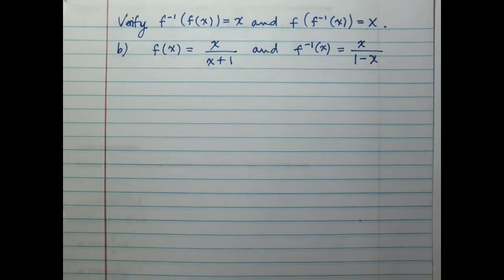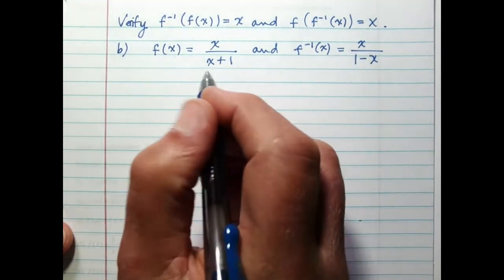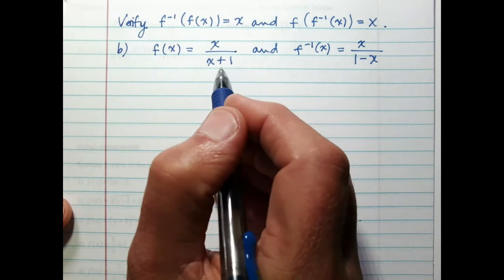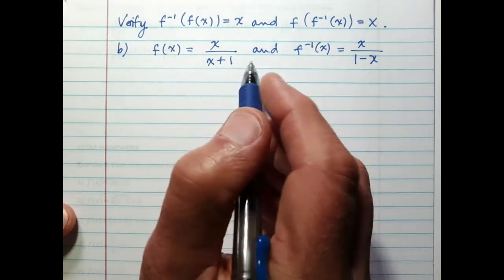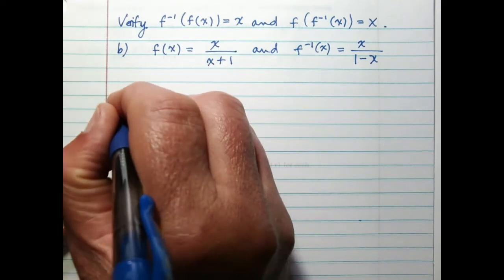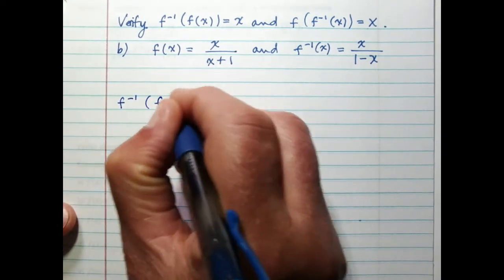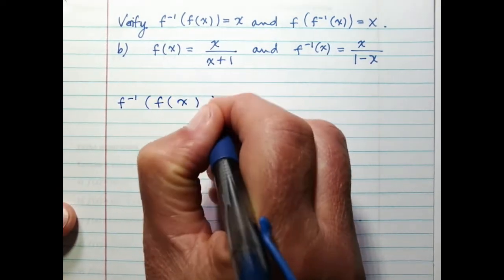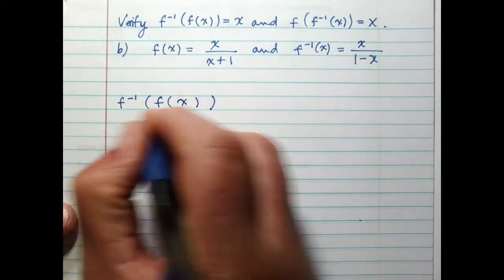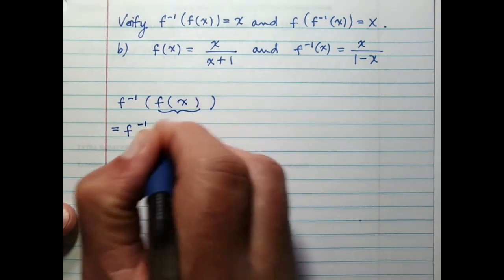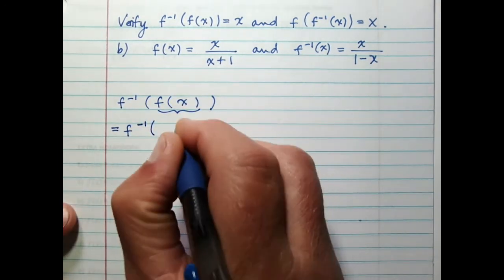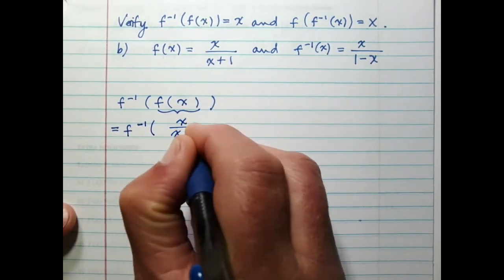So we have two different functions that we're working with here. Again, we're being told one is the inverse of the other. We haven't figured that out. We're just going to believe them. And I'm going to plug into the composition. I have f inverse of f of x is x over x plus 1.